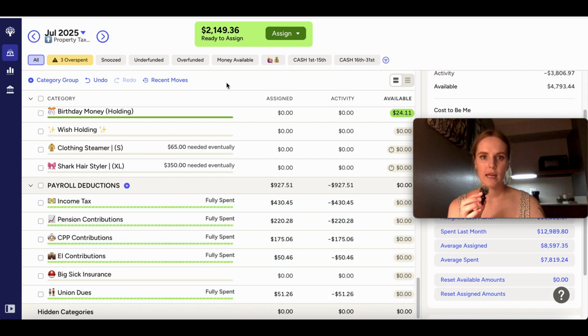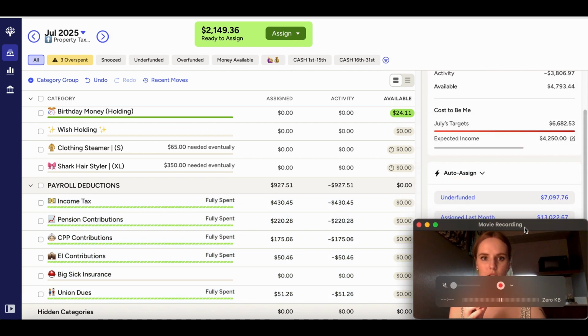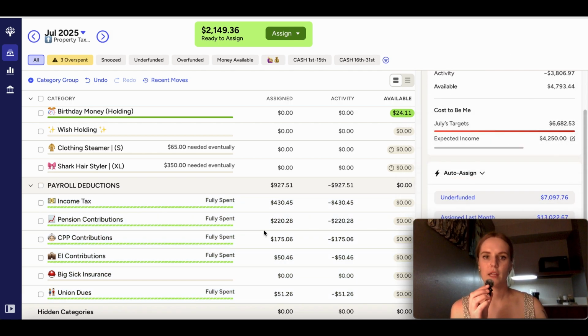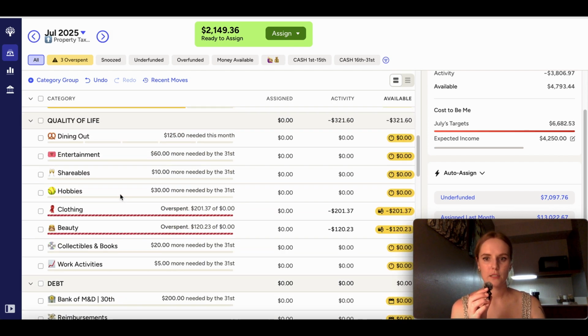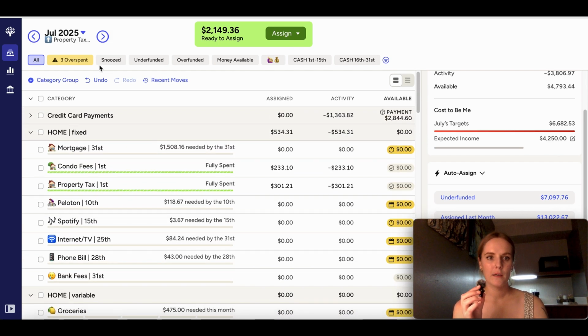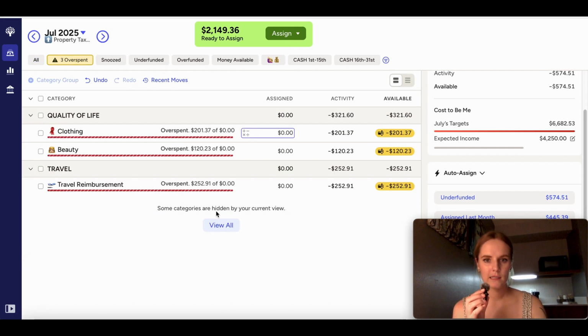So my net pay for this period was $2,149.36. It was a bit higher. I believe I worked a lot of weekend shifts in May, and those premiums just got paid out on this first paycheck in July here. So we got a bit going on.